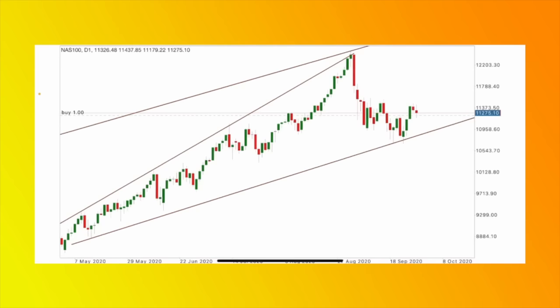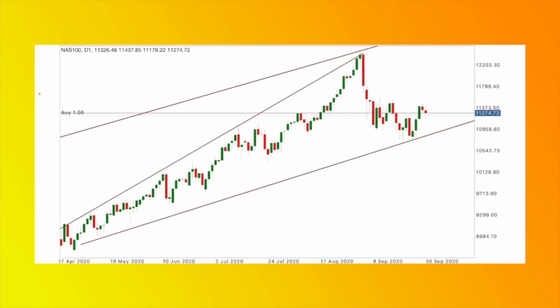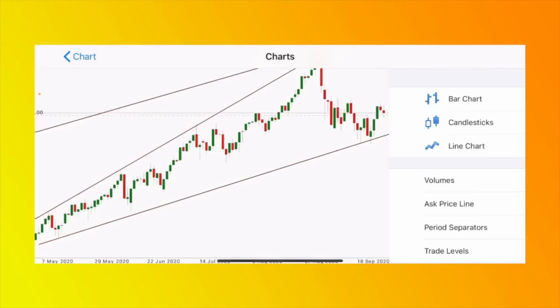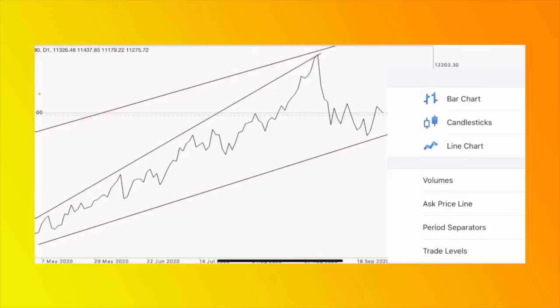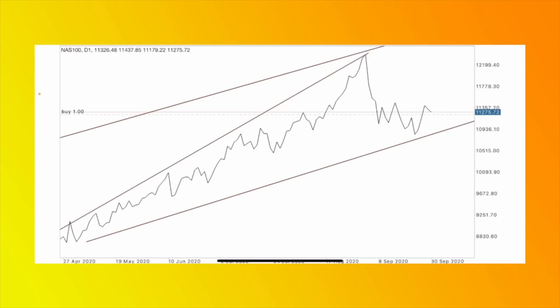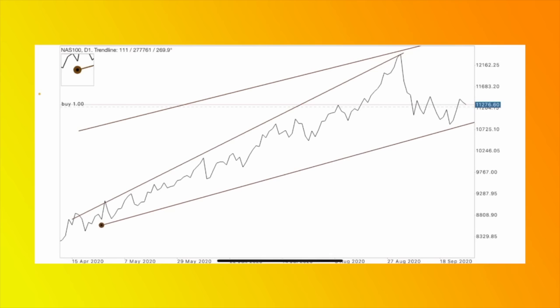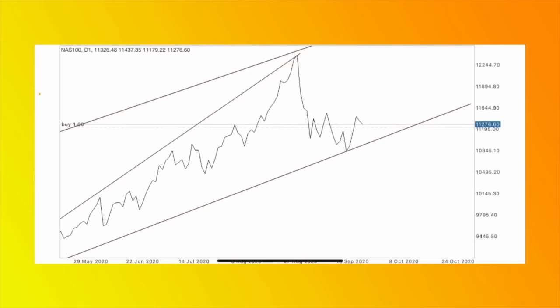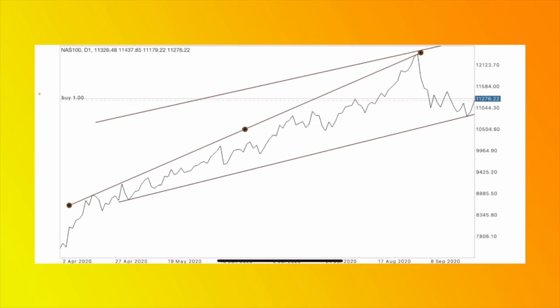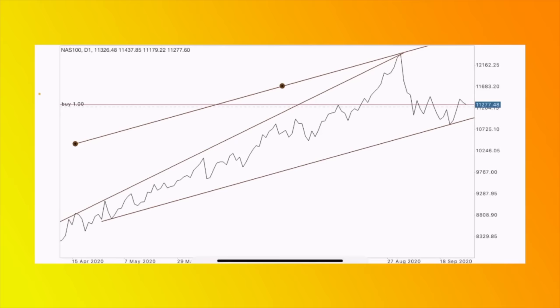I then move to another step, which is step number 5, which is you move from using Japanese candlesticks to using a line chart. So there it is. I'm now using a line chart. And then number 6, you fix your trend lines to make sure that everything is catered for. So here is me fixing my trend lines to ensure that everything that is here is well catered for. It touches every trend line that I drew to ensure that everything I drew is well catered for.